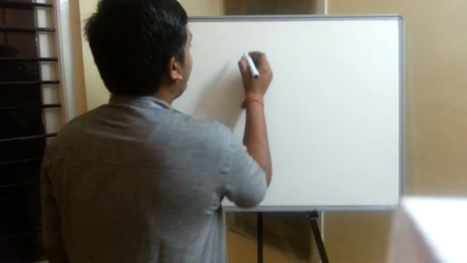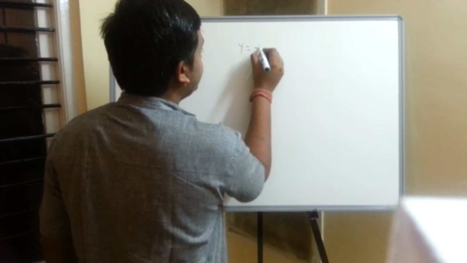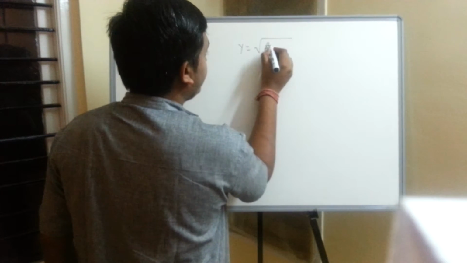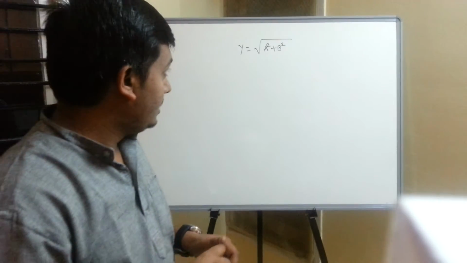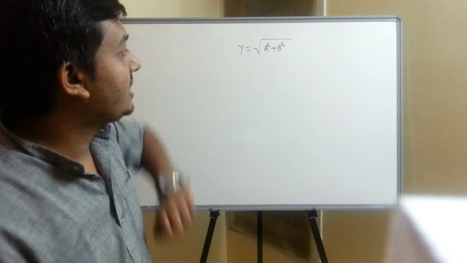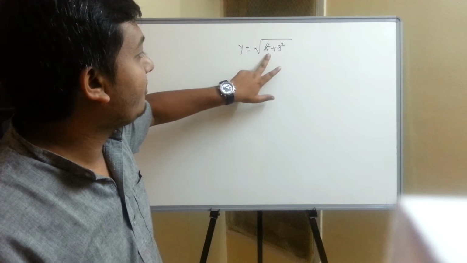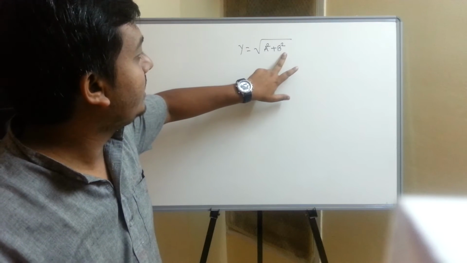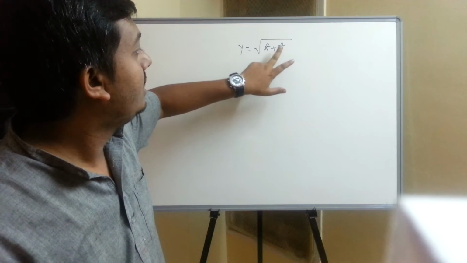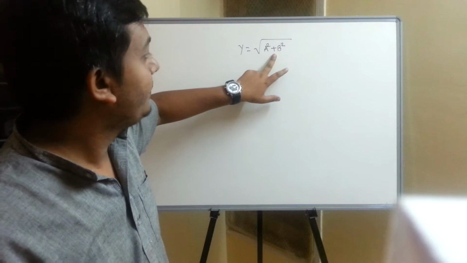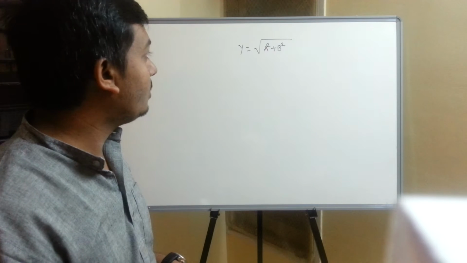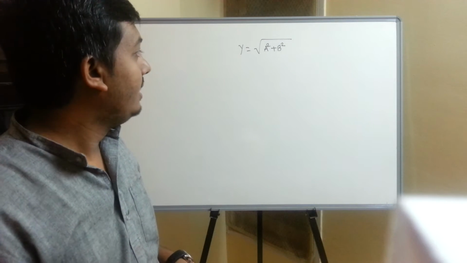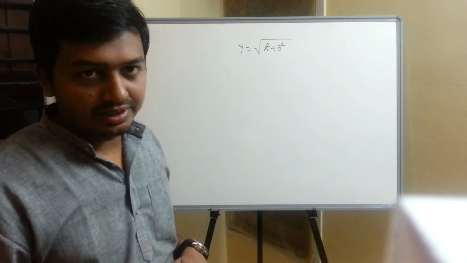Let us say we want to implement this equation: y is equal to the square root of a square plus b square. Implementation of this equation will require one multiplier for calculating a square, one multiplier for calculating b square, one adder to add them, and one block which will calculate the square root of a number.